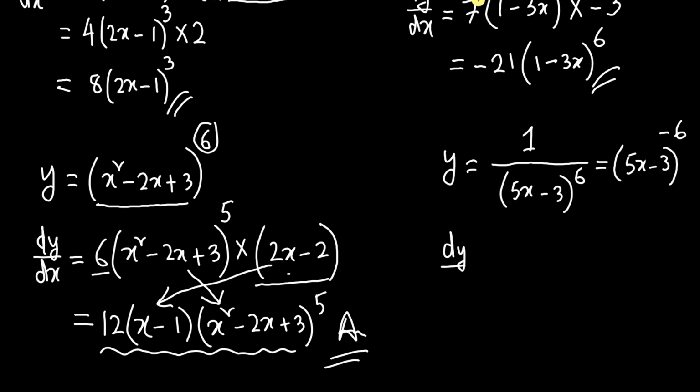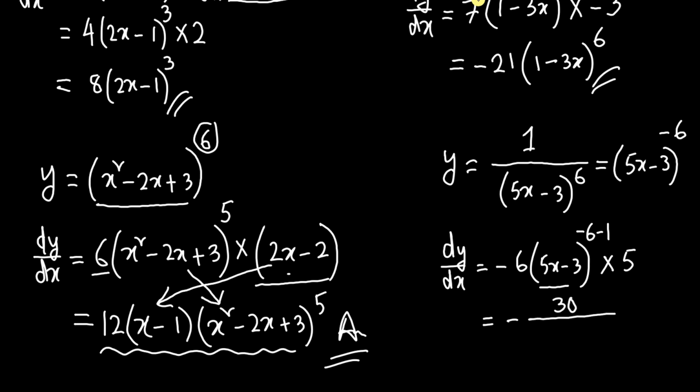Just differentiate, dy by dx. Then you can write it according to the rule: minus 6 into 5x minus 3 to the power minus 6 minus 1. Then inside the bracket, if we differentiate, it gives us 5 only. So what is your final answer? We can write it: 5 into minus 6 is minus 30, write it on the top, and 5x minus 3 in the bracket to the power minus 7. Then if it goes down, it would definitely be positive 7. So hope the things we did are clear.